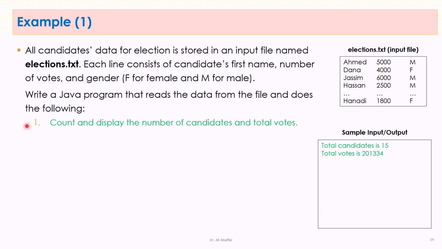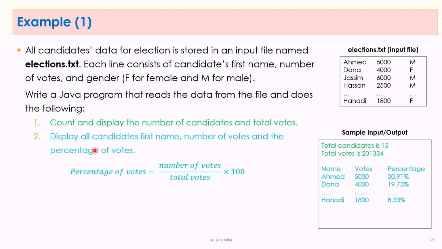The question is asking to write a Java program that reads the data from the file and does the following in parts. In the first part, it is asking to count and display the number of candidates and total votes. And this is a sample output for this part. To find the total candidates, this is a counting task. And to find the total votes, this is finding the sum task.